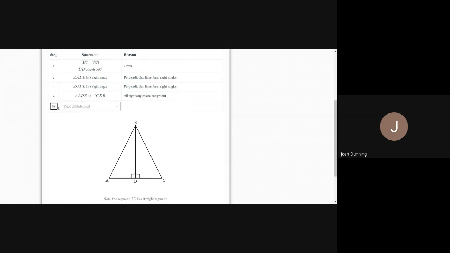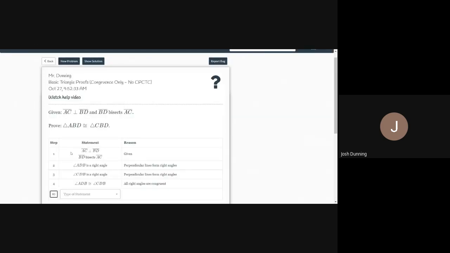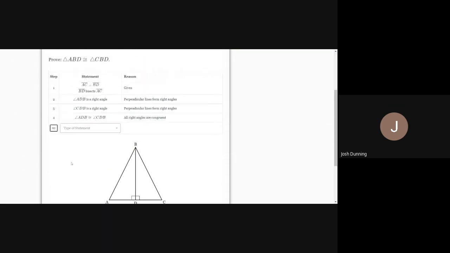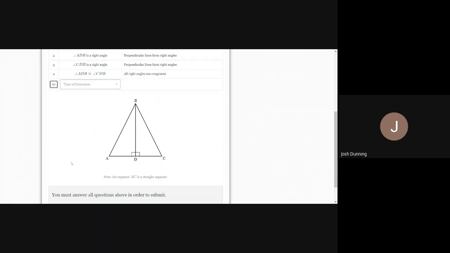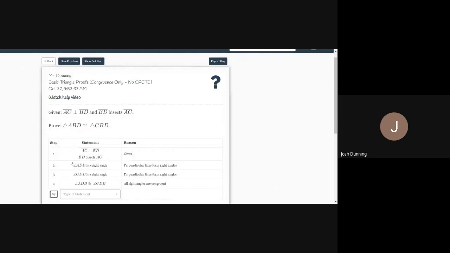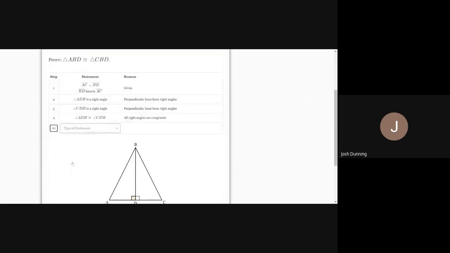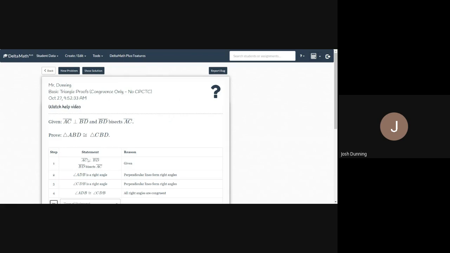Now, also what that means is that those two triangles are right triangles. But let's see if we need that or not. If we have to do hypotenuse leg, we might have to say that they're right triangles. If we don't have to do hypotenuse leg, we can get away without doing that. Well, let's take a look. What else do we have here?